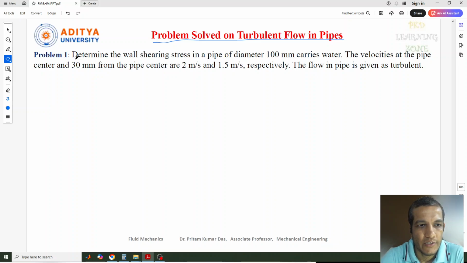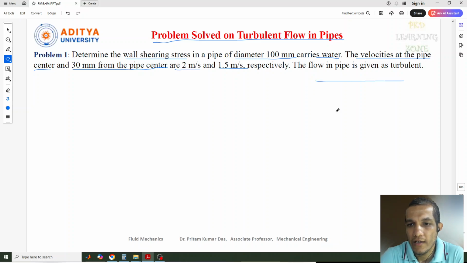Here the question is given: determine the wall shearing stress in a pipe of diameter 100 millimeter carrying water. The velocities at the pipe center and 30 mm from the pipe center are 2 meter per second and 1.5 meter per second respectively. The flow in the pipe is turbulent. So a fluid is flowing through a pipe, and the flow type is turbulent.